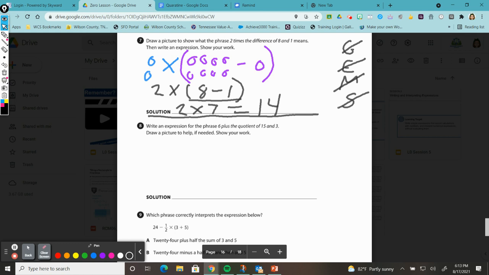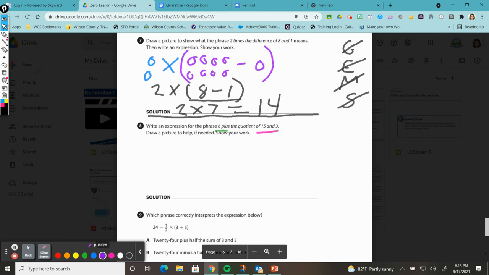Let's take a look at number 8. Number 8 says, write an expression for the phrase 6 plus the quotient of 15 and 3. So it says, draw a picture to help if needed. So if drawing a picture helps you, then do that, okay? So if you're drawing a picture, you would draw a picture of 6 counters in one color, and then you would pick another color to do the quotient of 15 and 3. Then you're ready to write your expression.